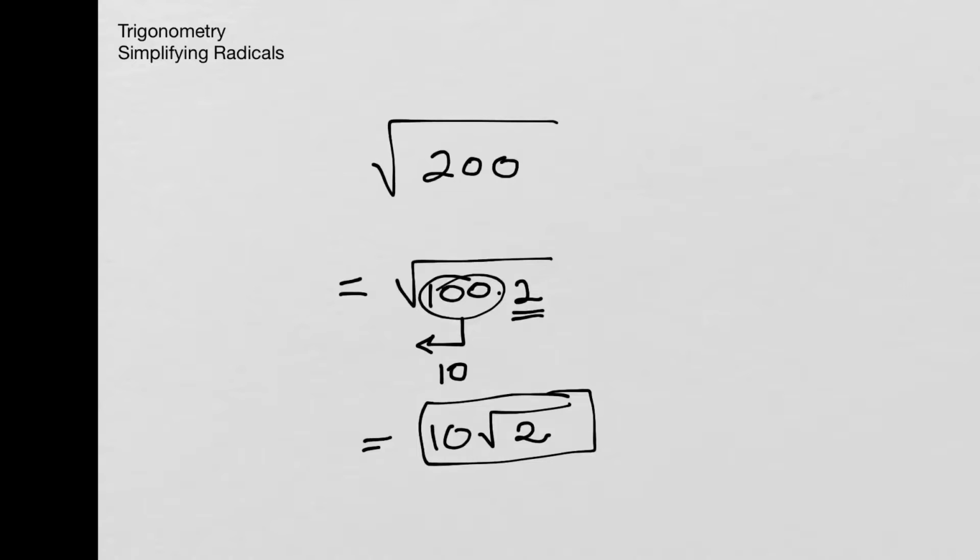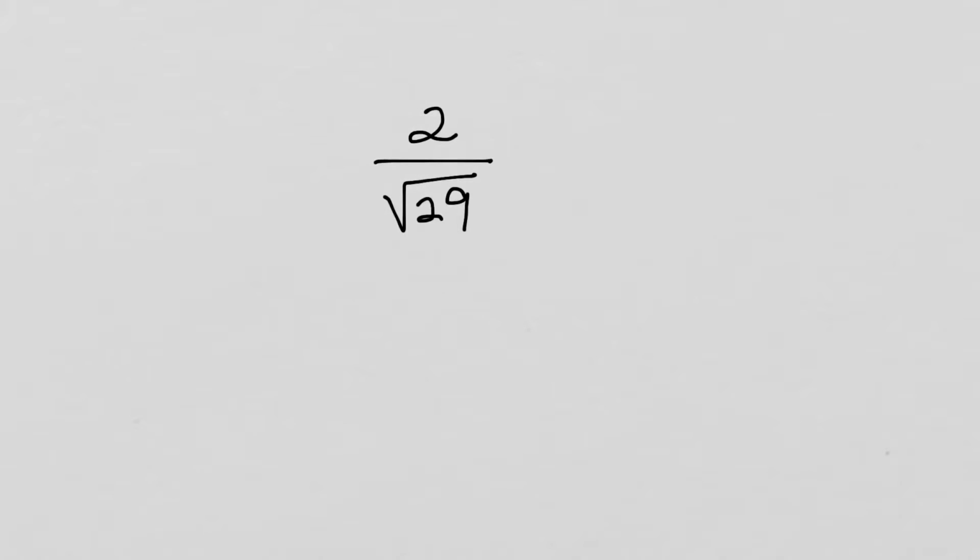Now let's take a look at simplifying a fraction with a radical in the denominator. Here I have 2 over the square root of 29. This is a kind of fraction that you would see fairly commonly in a trigonometry class, and I need to rewrite this so that I don't have a radical in the denominator anymore, and that's called rationalizing the denominator.